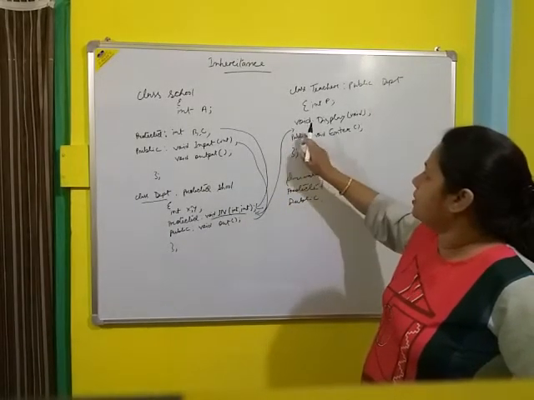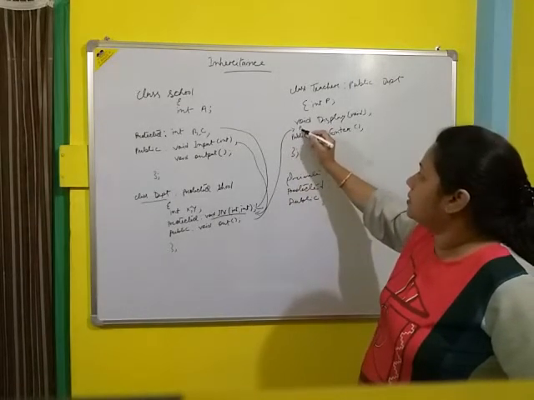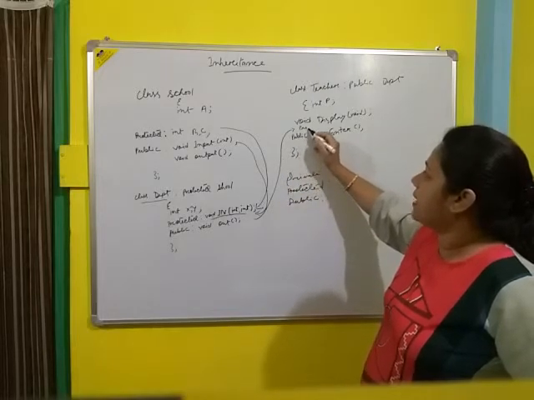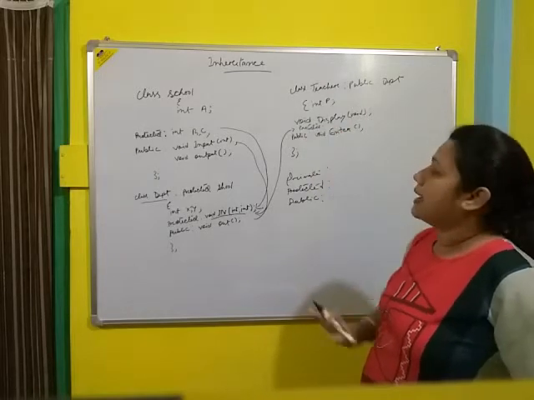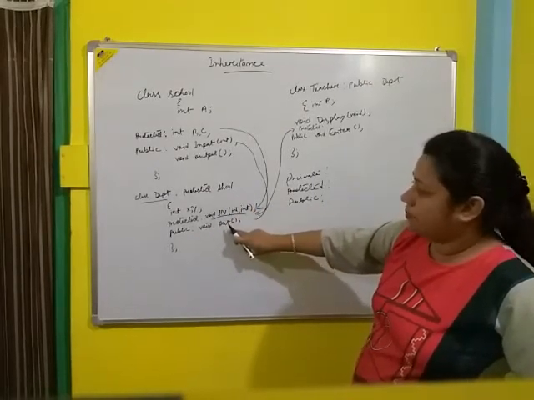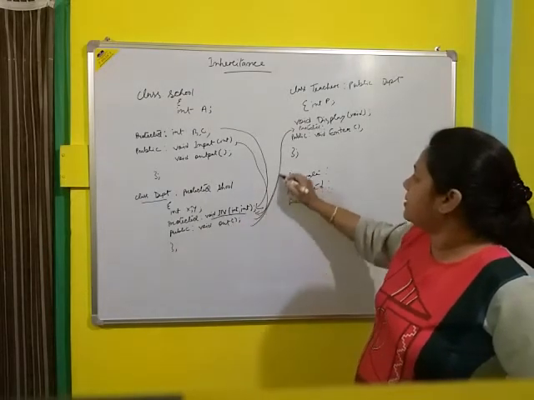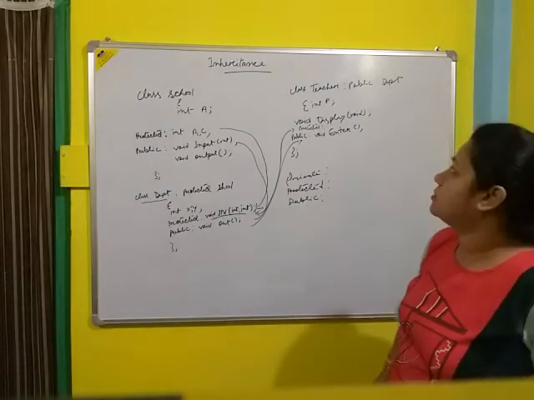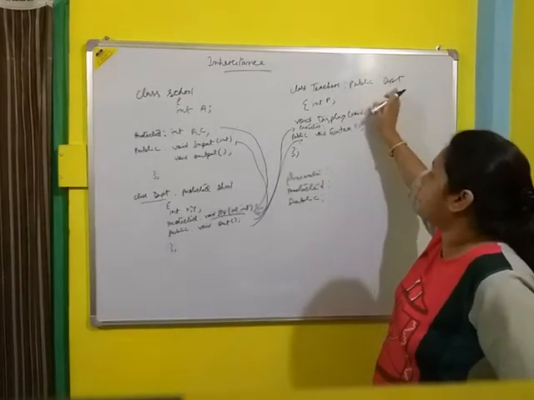will enter into the protected level. Though we have no protected level, it is included inside the protected level of the class teacher. And look, we have one public member function, that is out, that will be entered inside the public level of the class teacher.